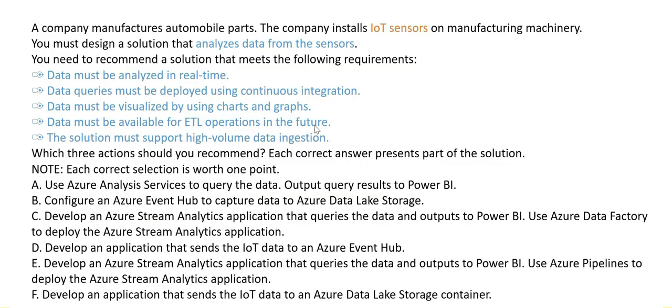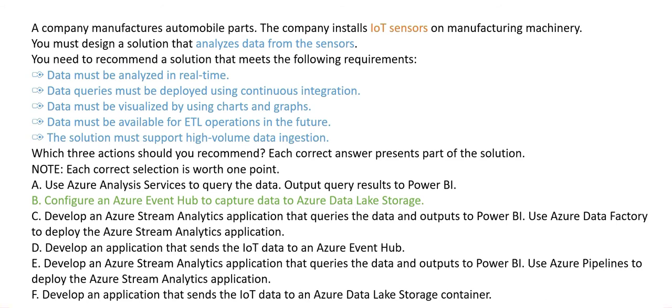So the question is saying you have to choose three actions. Let's look at the options here. Option A, Azure Analysis Services to query the data. So using Analysis Services, you can create models and Excels and Power BI can use that model. But let's park this for now. Configure an Azure Event Hub to capture data to Azure Data Lake Storage.